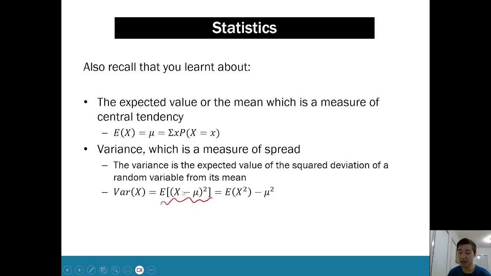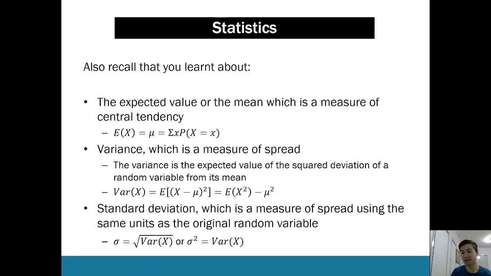So in Maths Advanced, you learned to use this alternate formula, which gives you the same result and is easier to use. You just take the expected value of X squared, and then subtract the mean squared.